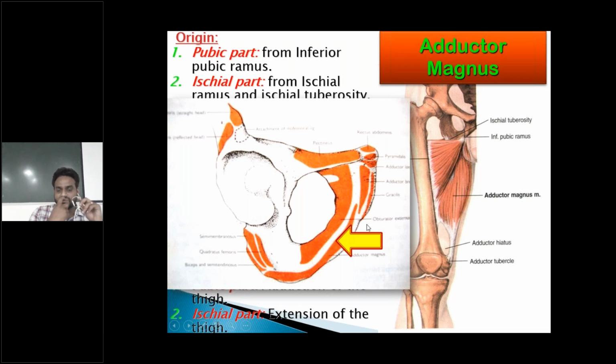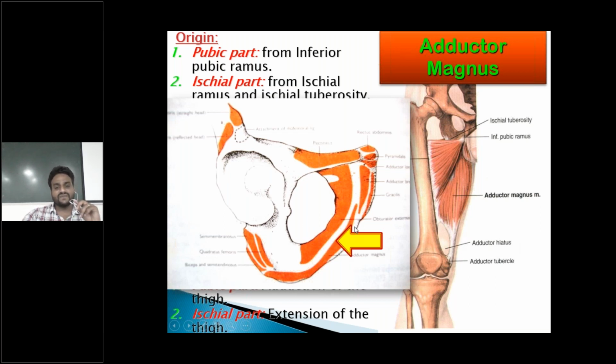But here we study in detail about the adductor magnus. This is the short notes question, very, very important. In the picture, the adductor magnus is affected by the hiatus, the big foramen. Between the tendon of the magnus and the shaft of the femur is the big foramen. This is the adductor hiatus or hiatus of adductor magnus.